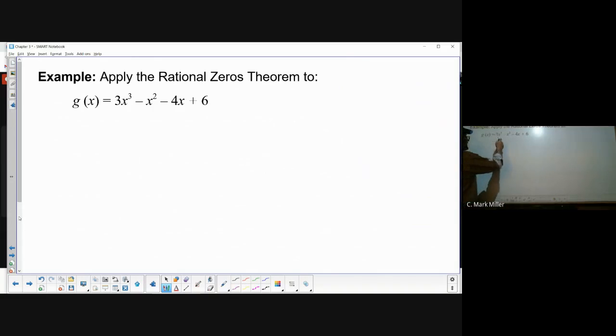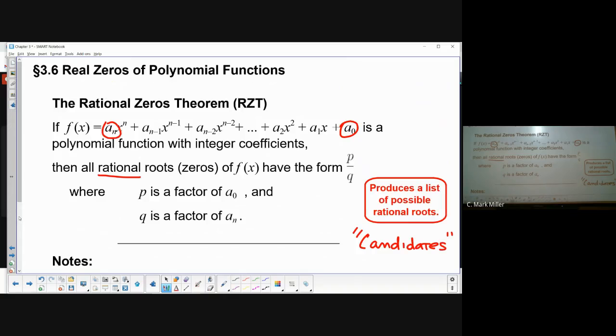So, let's take note of a few things. This is A3. That's the leading coefficient right there. This is A0. That's the constant term. And if you look at the rational zeros theorem, we're going to need that. We're going to need all of the factors of the constant term and all of the factors of the leading coefficient.